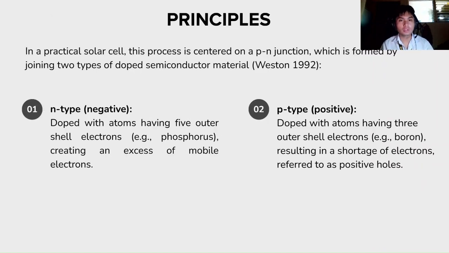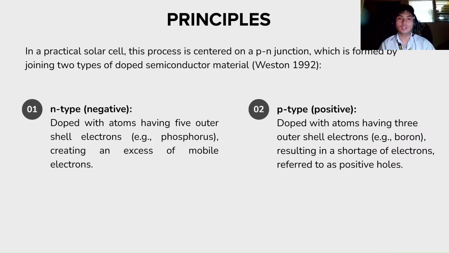And then in principle, in a particular solar cell, this process is centered on a PN junction, which is formed by joining two types of semiconductor materials. There are two of them: N-type, negative, doped with atoms having 5 outer shell electrons, creating an excess of mobile electrons, and P-type, positive, doped with atoms having 3 outer shell electrons, resulting in a shortage of electrons, referred to as positive holes.